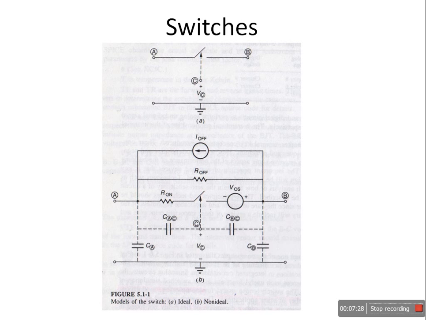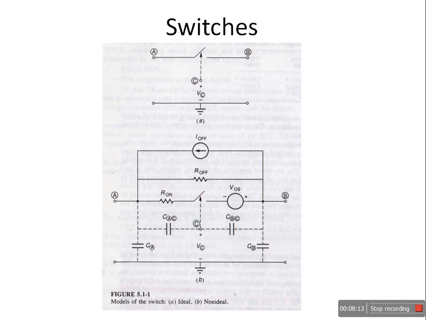Again there are capacitances. CA and CB are the capacitances between terminal A and ground, terminal B and ground respectively. CAC and CBC are the capacitances between terminals A and control terminal C, and between terminal B and C. These are parasitic or unwanted capacitances, and the switch on and off time depends upon these capacitances also. We will see it later.